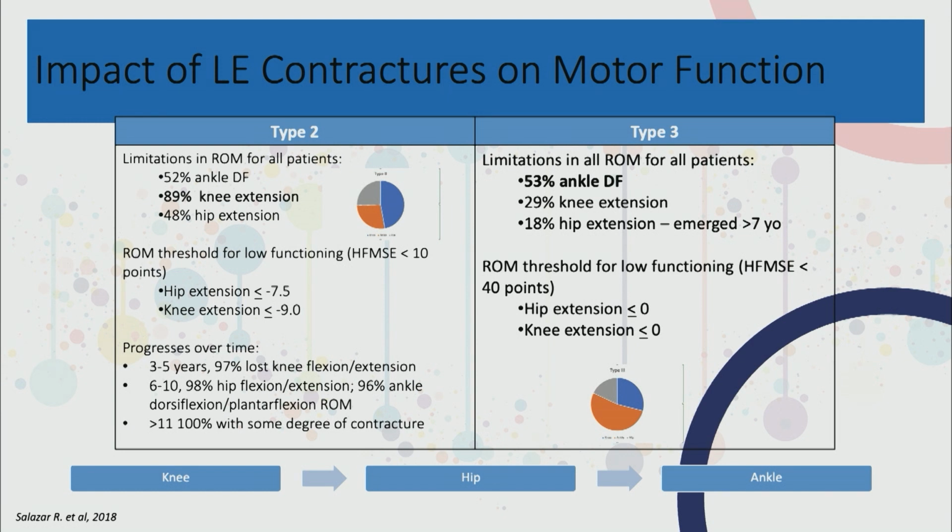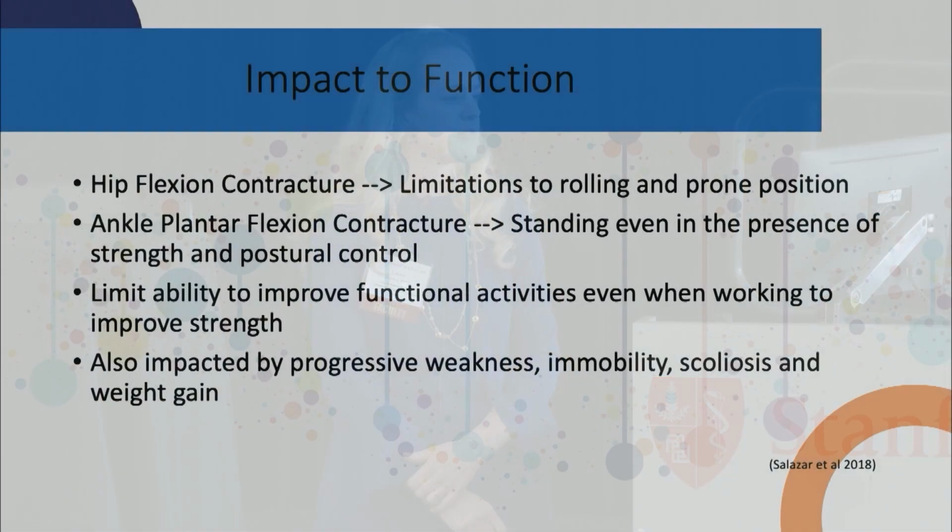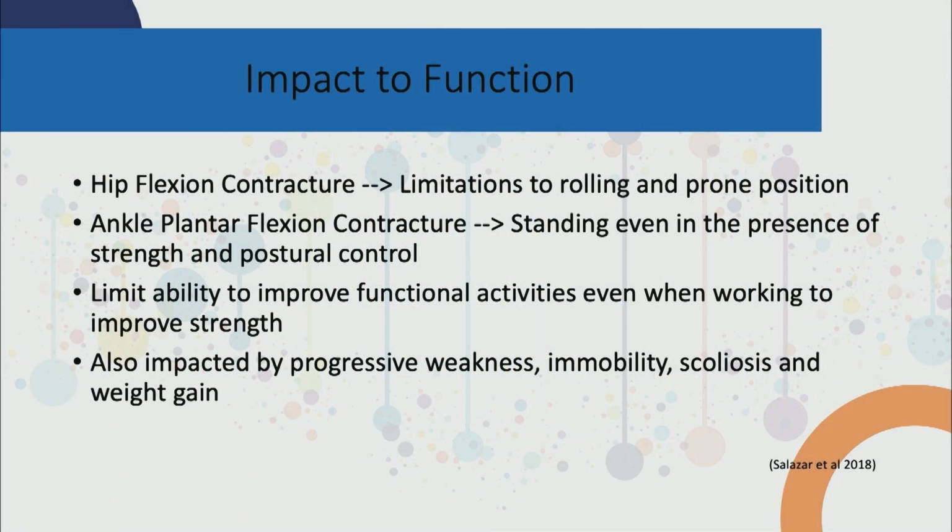Range of motion is also thought to have a threshold for performance on the Hammersmith, and we see contractures emerging in those different age groups, but by age 11, 100% of individuals with type 2 have had some degree of contracture. We see that due to hip flexion contractures, there are resulting limitations in rolling and the ability to achieve skills in prone. With ankle plantar flexion contractures, there are challenges to achieve standing even when strength and postural control are present. And we find that even when a person is working to improve strength, the improvements to function are limited because the contractures are really overriding those potential strength gains.